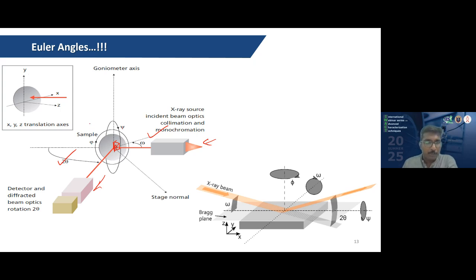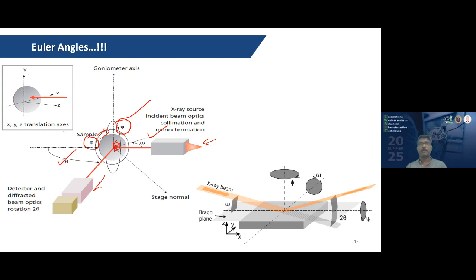The other two angles we should know: one is the psi angle or tilt angle. It is the angle between the scattering vector and the surface normal. The scattering vector is the bisector of the incident beam and the diffracted beam. So psi, the tilt angle, is the angle between the scattering vector and the surface normal, and the other angle is the phi angle. It is also called the azimuth angle. It is in this direction. It is used in the rotation of samples in the pole figure analysis.